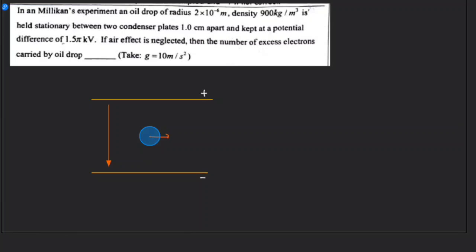carrying excess electrons, therefore it will have a negative charge, right. And that negative charge, let me say this is q only, negative charge, and this q is equal to n into e, this is negative, please keep that in mind.